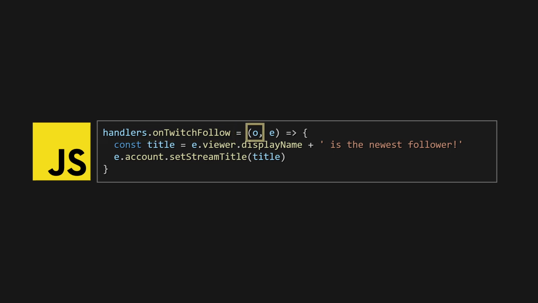What is O? What is E? How do we know that evaluating e.viewer.displayName will give us a valid string? How do we know that e.account.setStreamTitle is a function that takes a string? In the good old-fashioned world of pure JavaScript, there's only one way to answer these questions. We run the code and see if we get an error.